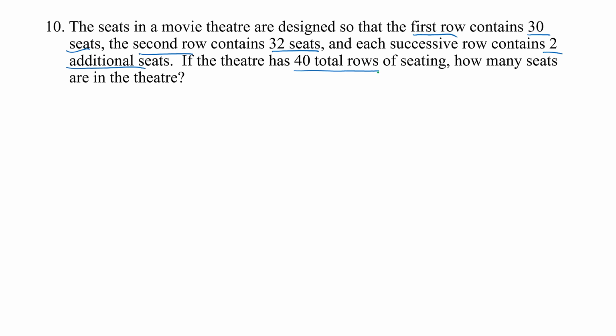So we're going to think of this as an arithmetic problem where a sub 1 is the number of seats in our first row, which is 30. Our common difference is going to be the number of seats that we add as we go to the next row. Each time we go to a new row, how many seats do we add? We're given that that is 2 here. We're also told the theater has 40 total rows, which is going to be our n for this problem. And so what are we trying to do? We're finding the sum of the seats in the theater.